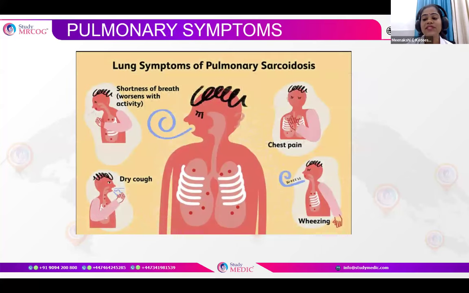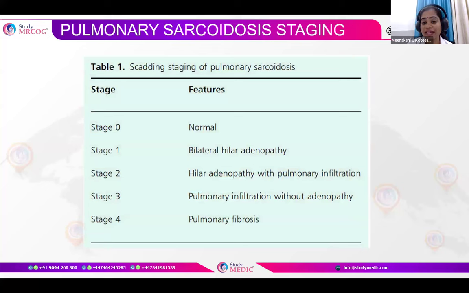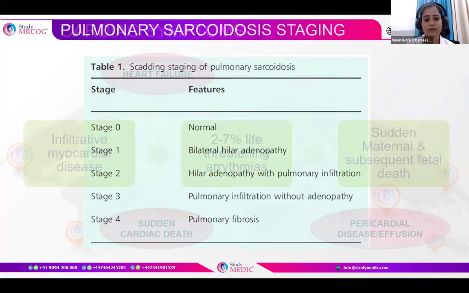Coming to the pulmonary symptoms, sarcoidosis patients present with shortness of breath, which can worsen with exertion, chest pain, wheeze, and dry cough. There is a scanning staging of pulmonary sarcoidosis from stage 0 to stage 4. The first thing sarcoidosis affects is the hilar lymph nodes. Stage 1 is bilateral hilar lymphadenopathy. Stage 2 is hilar lymphadenopathy associated with pulmonary infiltration. Stage 3 is only pulmonary infiltration with no adenopathy, whereas stage 4 is pulmonary fibrosis.